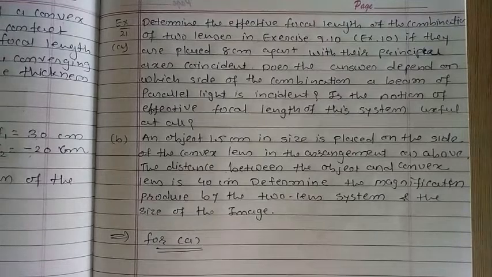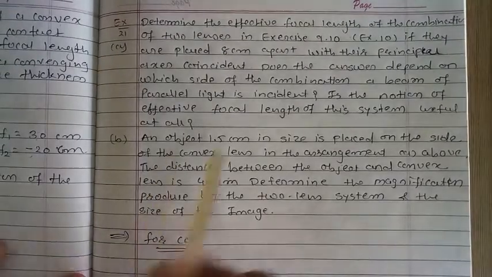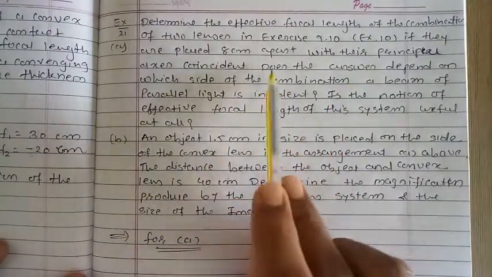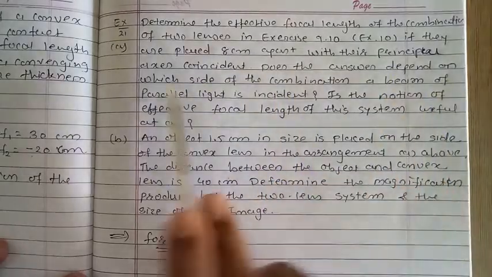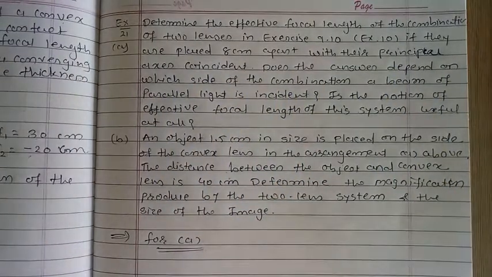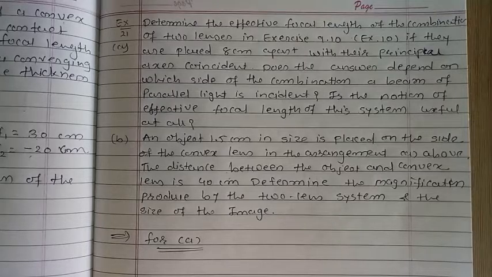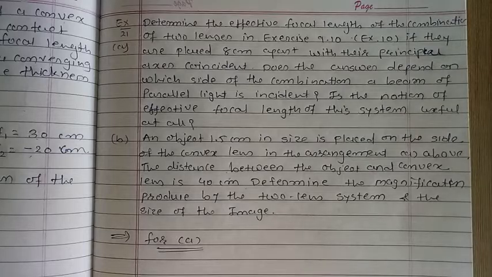So we have to find out whether the answer depends on which side of the combination a beam of parallel light is incident. So we have to find out, here there are two lenses, right? In this example we have to find out the image distance, right? But here we get the image with the help of the two lenses.